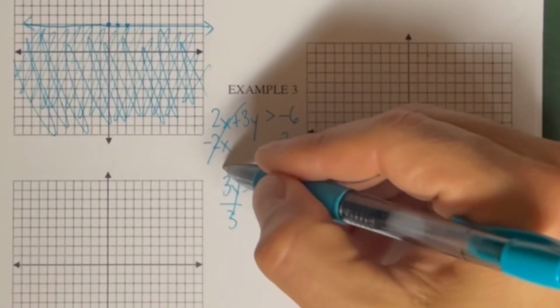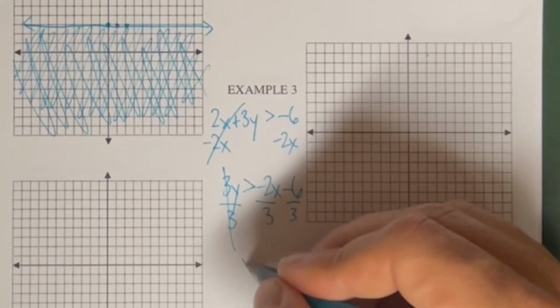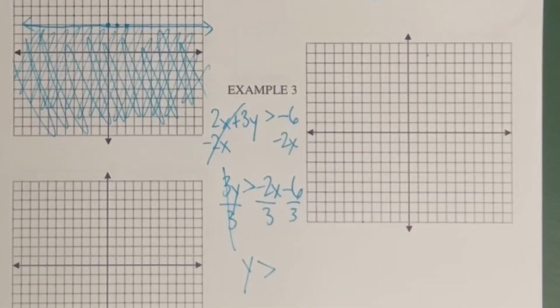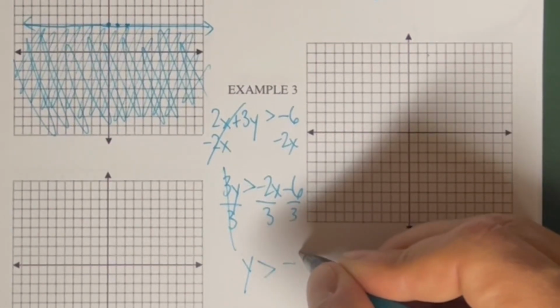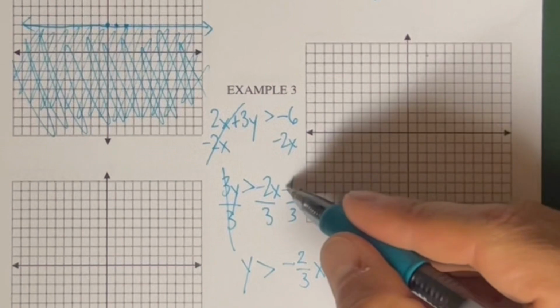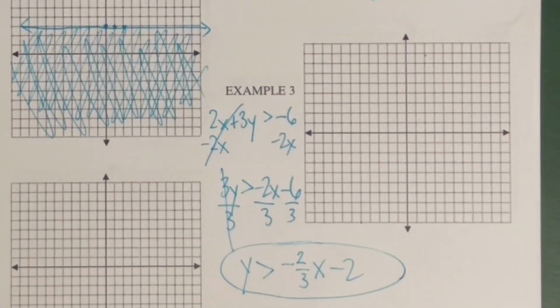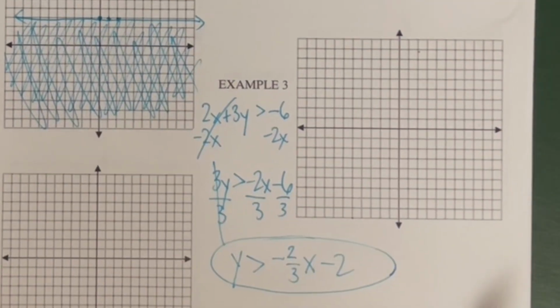And so we're going to cancel out the 3's. And I'm going to rewrite my equation as y is greater than, I'm going to write this as a fraction, negative 2/3, and then the x value. And negative 6 divided by 3 is negative 2. So that is what we are going to put on the graph. It's in y equals mx plus b form, and so we are all set.